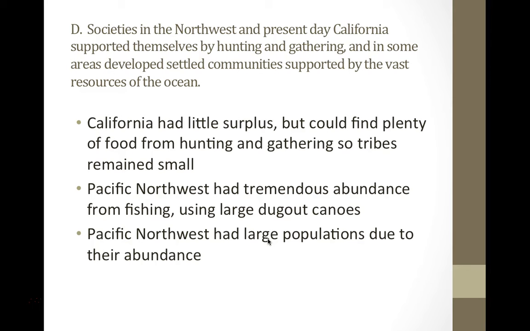All right. But the tribes are going to remain small in California because they're going to have no problem finding what they need, but they're not going to have this large surplus that the Three Sisters farming is going to give them. All right. The Pacific Northwest is going to have a tremendous abundance from fishing mainly. All right, so they're going to have larger tribes and larger populations due to the abundance of fish and the ability to use the ocean to help them.